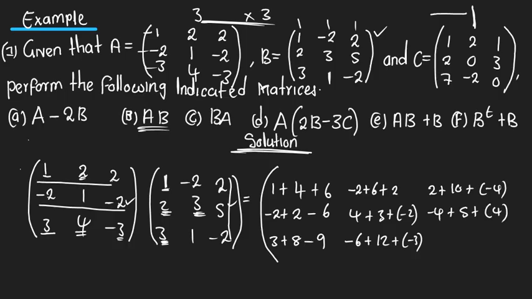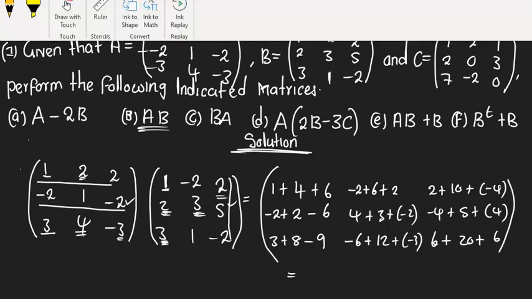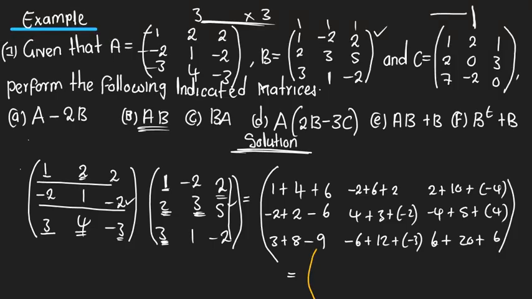We go to the last one. 3 multiplied by 2 is going to be 6, plus 4 multiplied by 5 is going to be 20. Negative 3 multiplied by negative 2 is going to be positive 6. We can now find the final matrix.